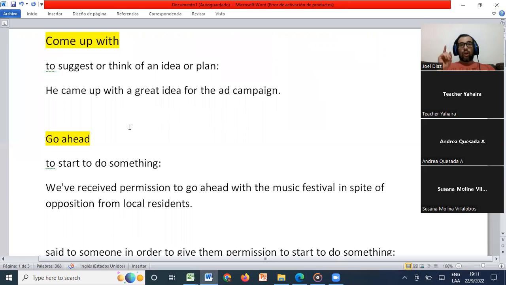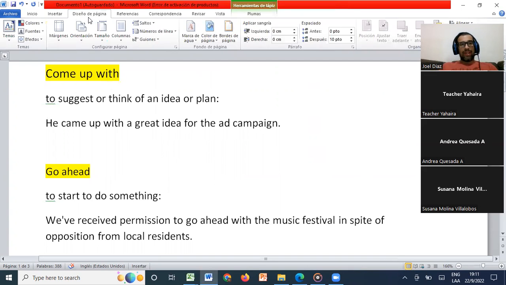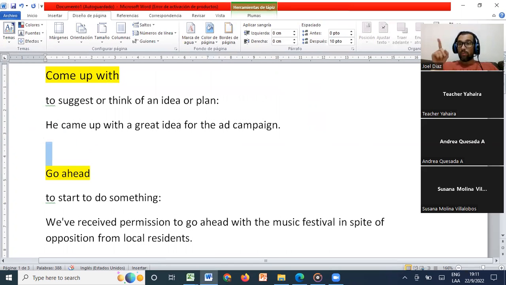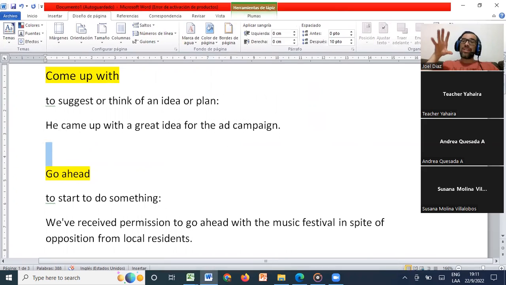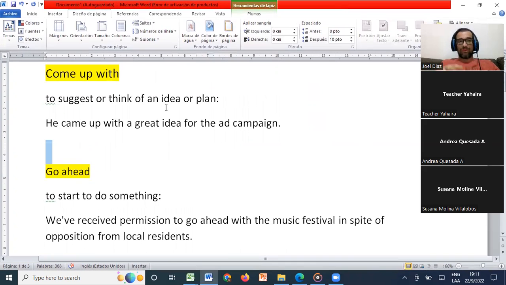Okay, now, come up with. What is the meaning of this phrasal verb? It is to suggest or think of an idea or plan. For example, you say, he came up with a great idea for the ad campaign, right? So that is the way of using this phrasal verb, to suggest or think of an idea or plan.